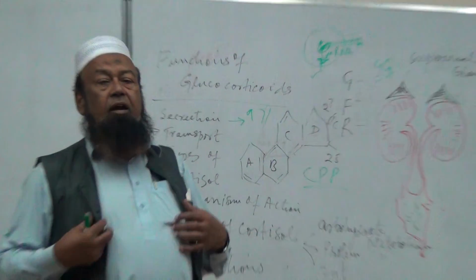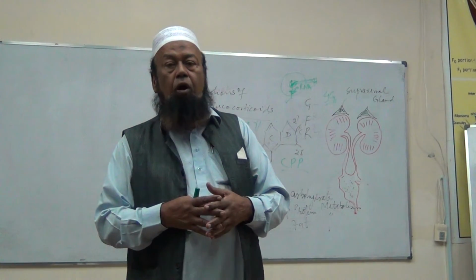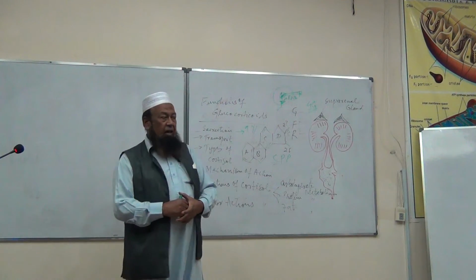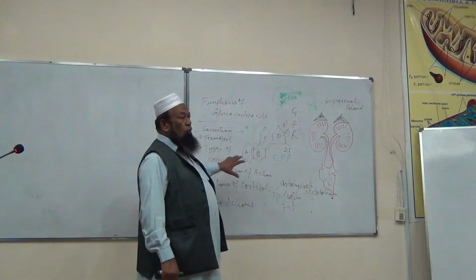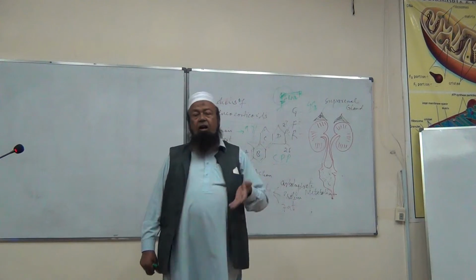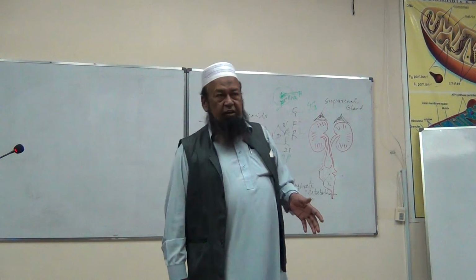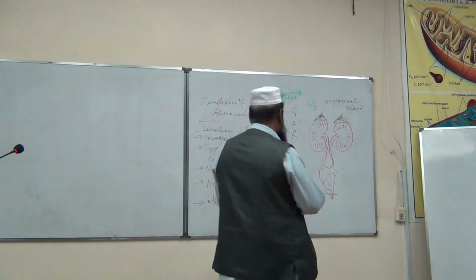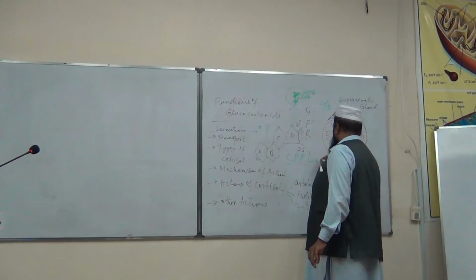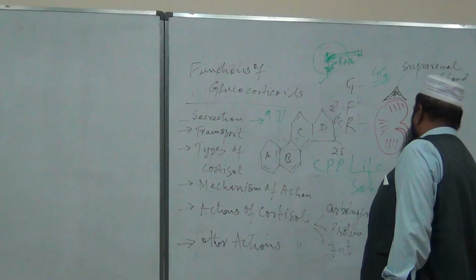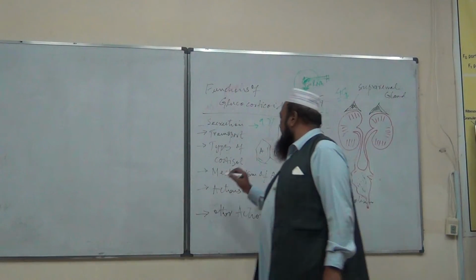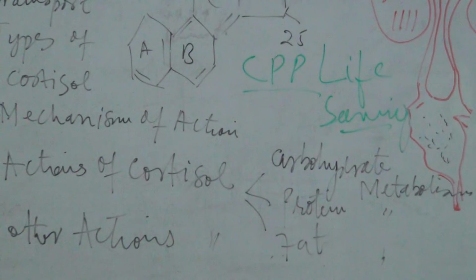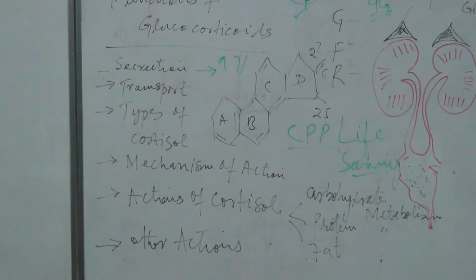As I told you already, if this adrenal cortex is removed from the animal or the human body, then the animal or human is unable to cope up with the infection, and his or her life is threatened. So it is essential. This is the hormone which is called the life-saving hormone. Life-saving hormone, and in this way, this cortisol is very essential for the proper well-being of the human being.